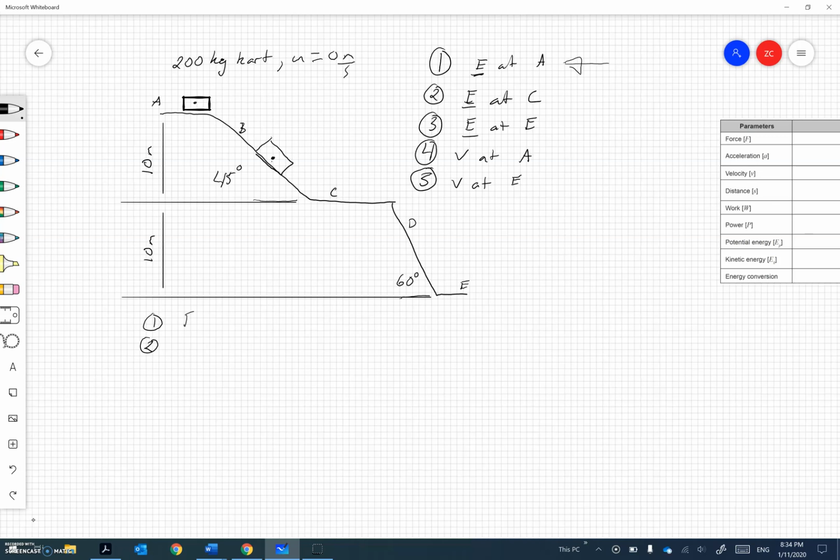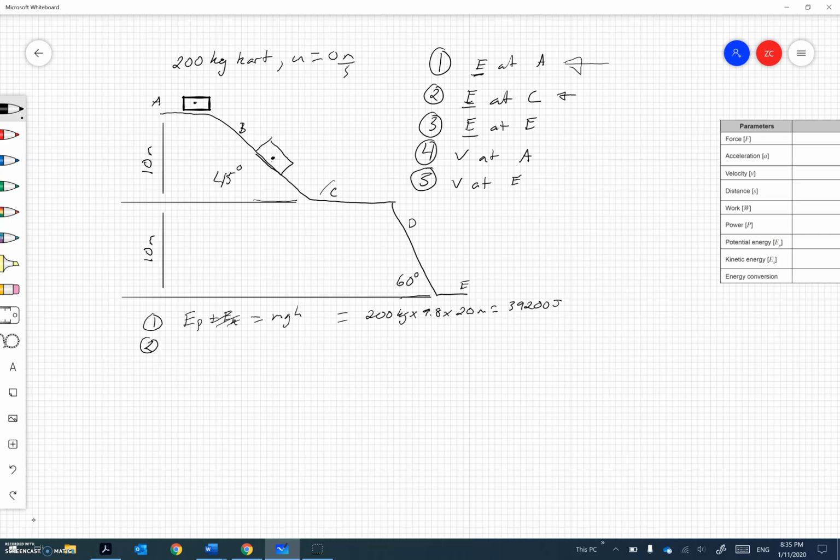So we're going to have energy potential plus energy kinetic. Let's think about that. Does it have any kinetic energy at the top? Nope. So now we have E equals mgh. So we have 200 kilograms times 9.8 times the height of 20 meters, which gives us 39,200 joules.